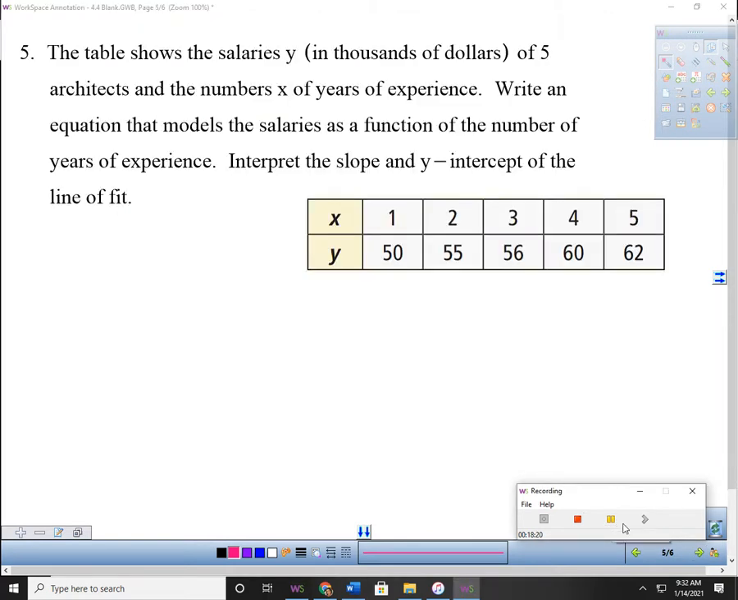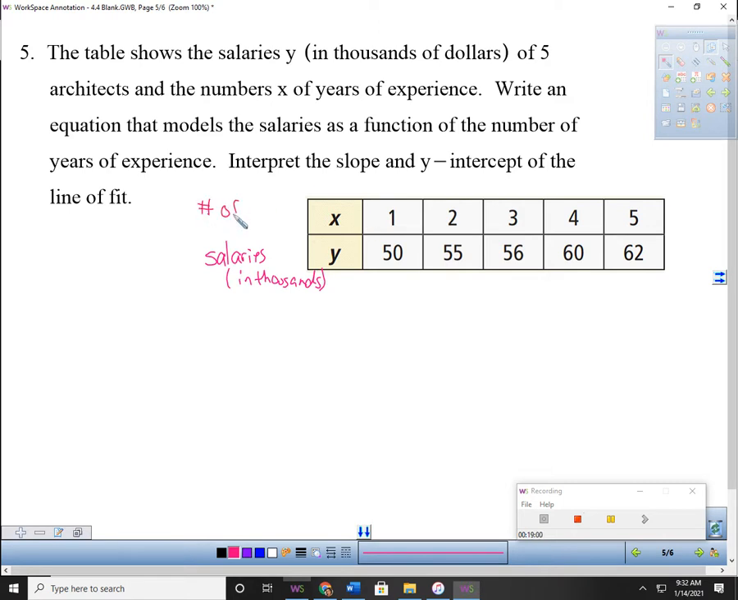All right, so this table shows the salaries in thousands of dollars of 5 architects and the number of years experience. Y, they told you that those are the salaries. So I'm going to write this out to the side: salaries, and that's in thousands. We're going to need that when we do our graphs. So this would be like 50,000, 55,000, 56,000. And X is the number of years of experience.